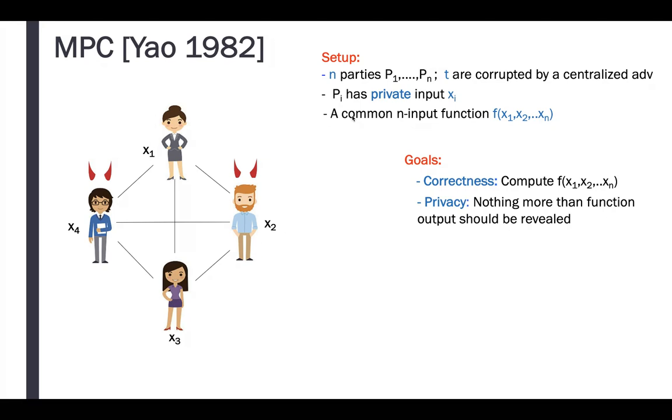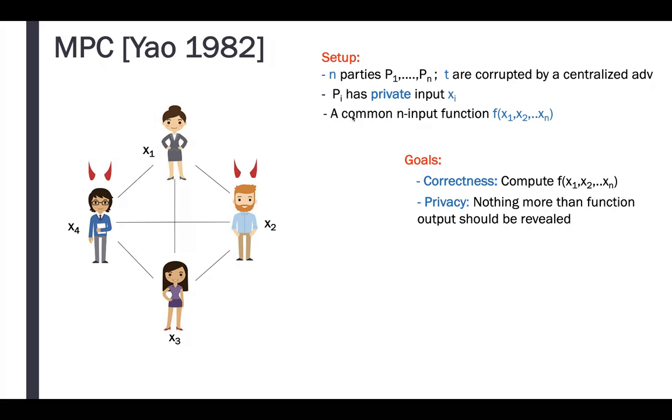Okay, a little bit in detail, in MPC there are n parties denoted by P1 to Pn who are geographically apart, but they are connected over a communication network. So assume that every pair of parties is connected by a private and secure channel, so everybody can talk to everybody else. Now assume that there is a centralized adversary who can corrupt t out of those n parties. And the honest parties have absolutely no clue about who are corrupt. Now every party Pi has a private input xi. And the goal of the parties P1 to Pn is to compute a common n-input function f on the private inputs of the parties, that is x1 up to xn.